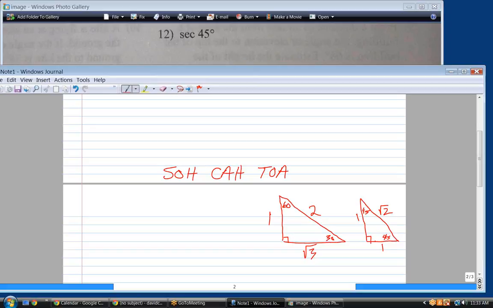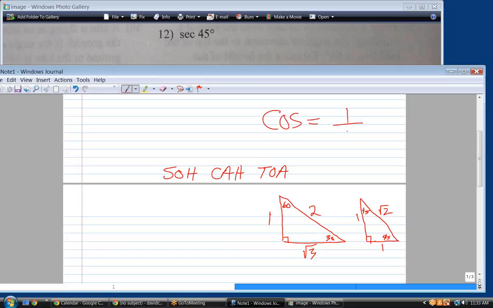So what's the cosine of 45? It's 1 over root 2. So secant is what? Flip it. We're not rationalizing it. So root 2? Just root 2 over 1, or just root 2.